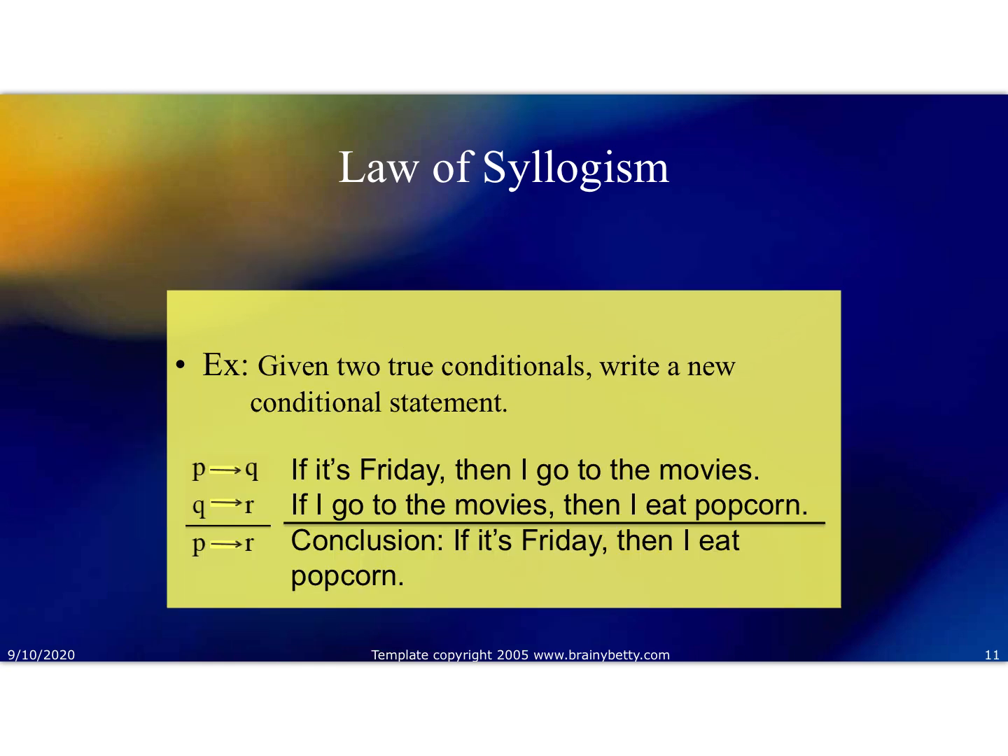Same here in this example. We start out and we have if it's Friday, P, then I go to the movies, Q. So if P, then Q. If I go to the movies, notice I'm starting back up at Q, then I eat popcorn. Popcorn is R. So it's if P, then Q, if Q, then R. So I can completely cancel out the Q's and go straight from if it's Friday, then I eat popcorn. And that's a valid conclusion using syllogism.